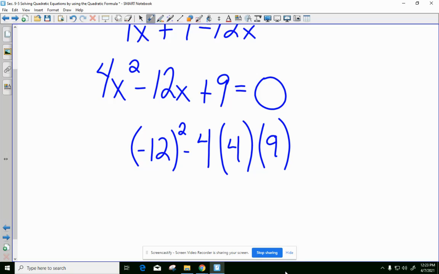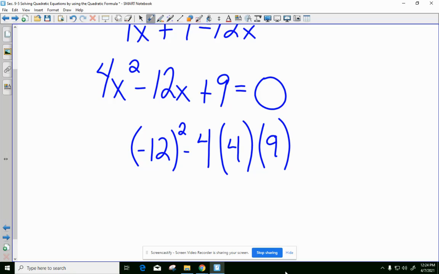Okay. If this answer comes out to be positive, how many solutions to my problem are there? 2. If it comes out to be negative, how many answers are there? Ooh, none, because you can't square root a negative number. If it comes out to be 0, how many answers are there?